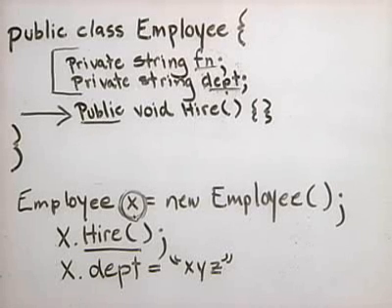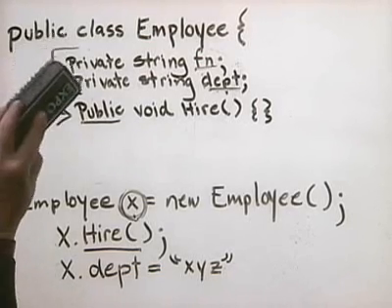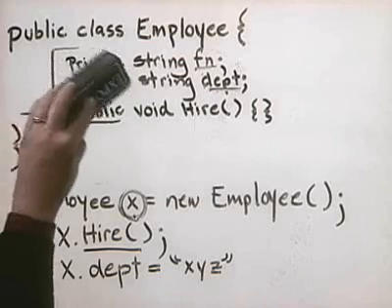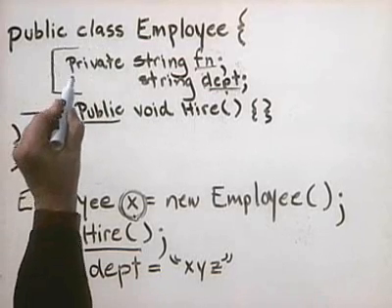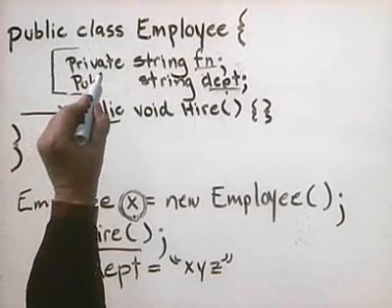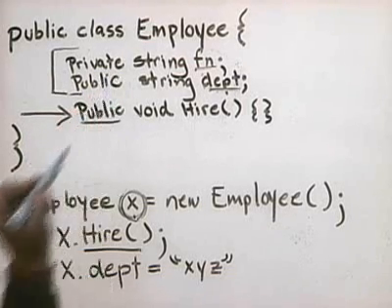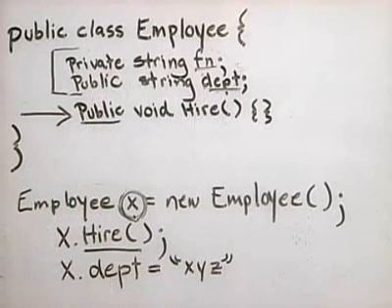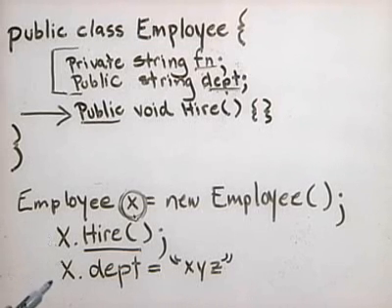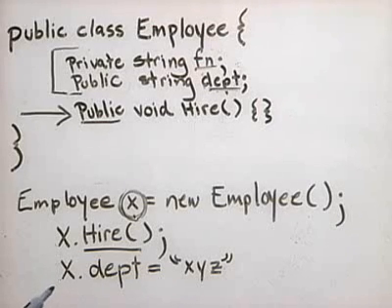Let's take a look at what could happen if I actually take a data member and make it publicly available. So what I'm going to do is take the department and make that a public variable, which is generally not a good design idea, but we're going to go ahead and do it anyway. Now notice the consumer of the employee class, that is an instance of the employee class called X. I can call the hire method, but I can also now call the department variable or department data member, and I'm free to assign it.